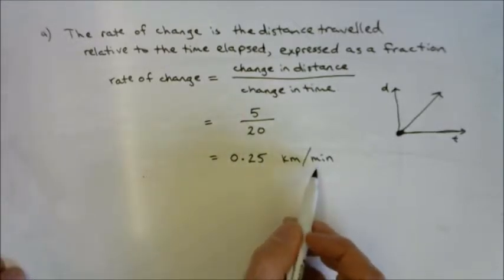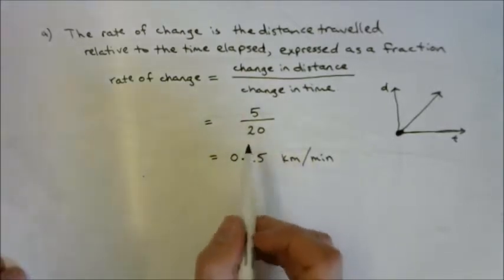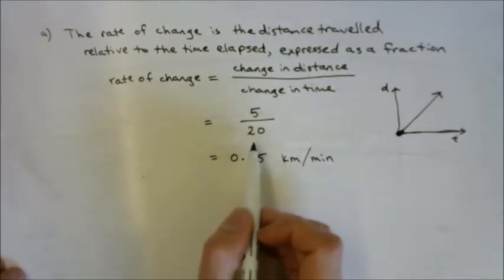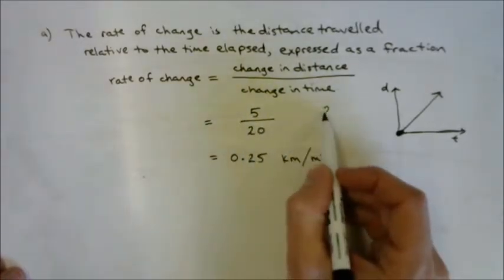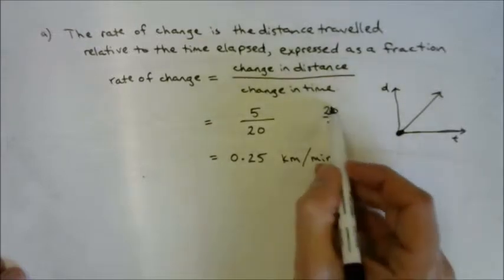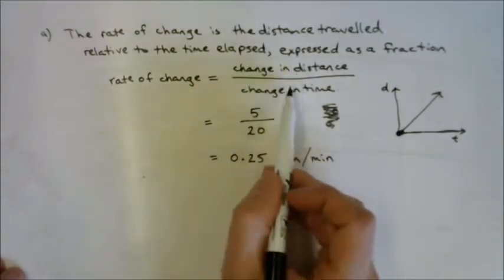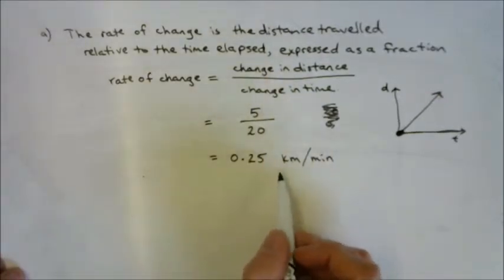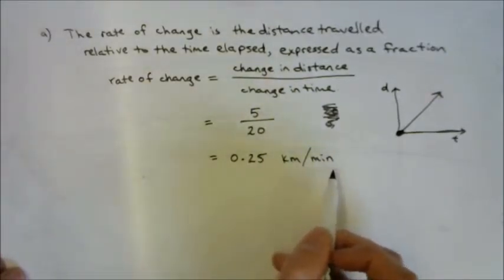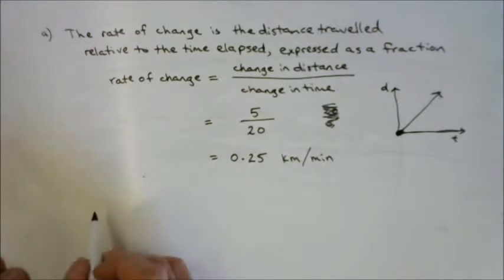So she goes a quarter of a kilometer each minute. So yes, it takes her 4 minutes to do a kilometer, but we did not ask how many minutes it will take her to do a kilometer. That would look like this, you just flip it. But that's not what the question is asking. We're getting a rate of the distance relative to the time, which is 0.25 kilometers per minute. Okay? Good.